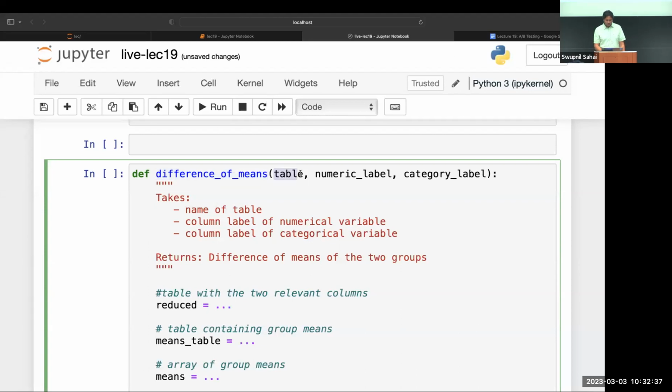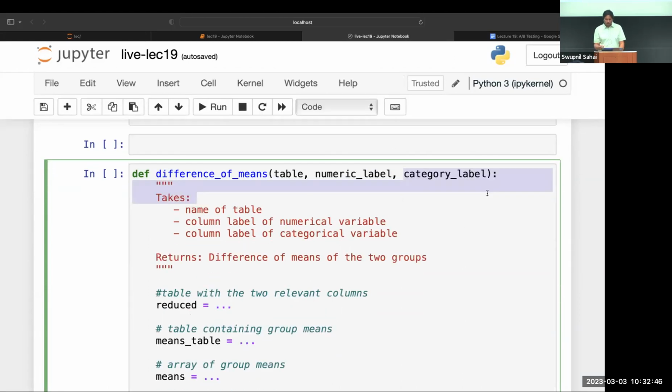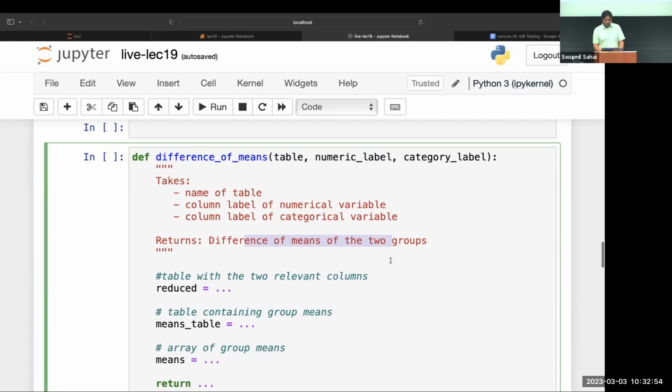And it's going to take in a table of data, maybe like our sample data or the simulated data, as well as the name of the numeric column and the name of the categorical column. So like smoking versus non-smoking. And then what it's going to return is the difference of means between the two groups. So that's what this function is going to do. It's going to go through the entire process of all the code we just wrote above, but wrapping it all into a function that we can just call again and again.